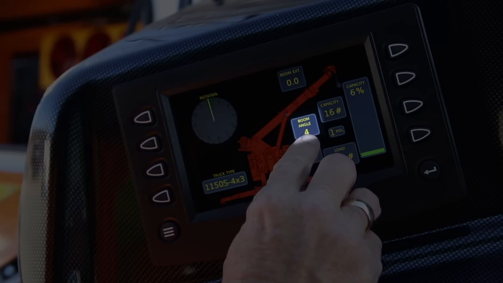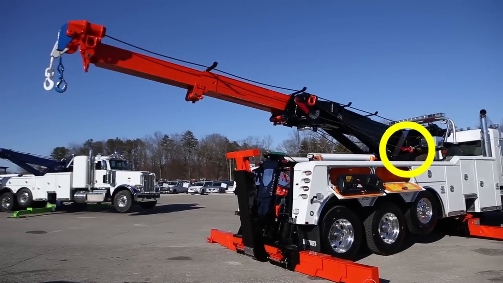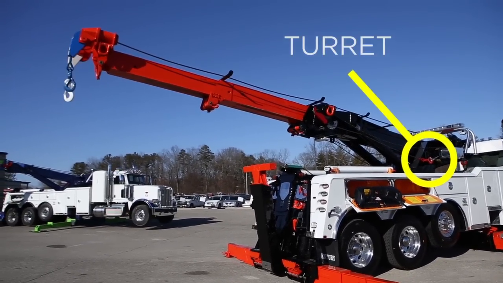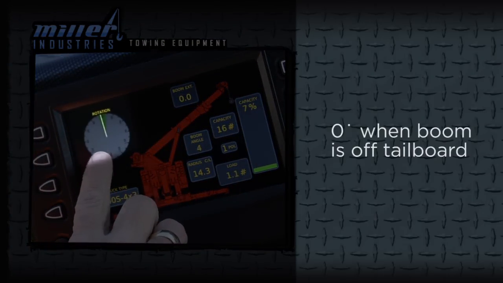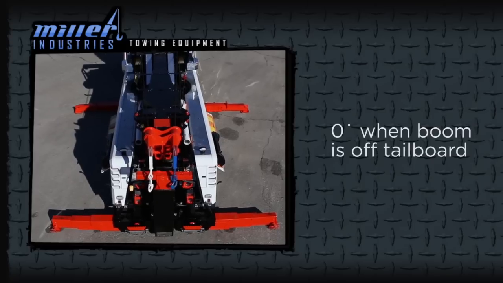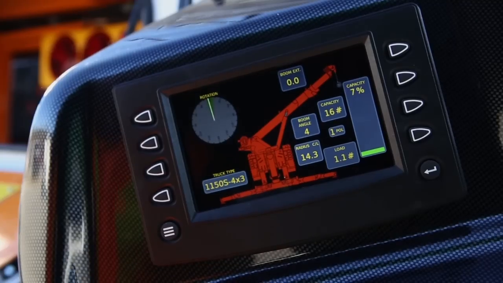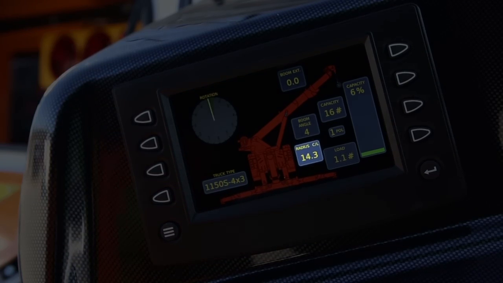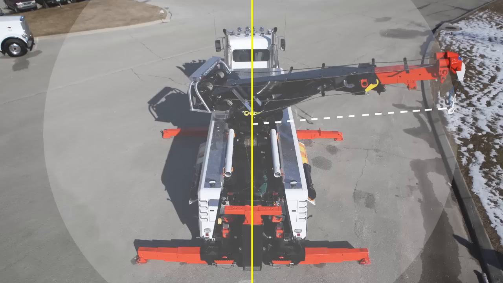Then boom angle. Boom angle is measured with a sensor located on the bottom of the boom and in the turret. The rotational angle shows 0 degrees when the boom is dead center off the tailboard and 180 degrees over the cab. At the bottom of the load sensing screen, there's a radius center line measurement displayed. The center line of the truck divides the truck directly down the middle. The radius is measured from the center line of the truck to the drop line of the cable.